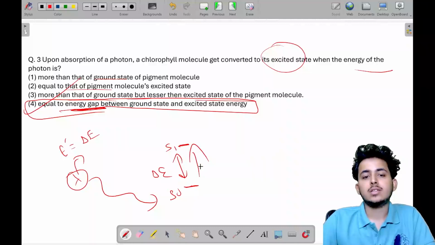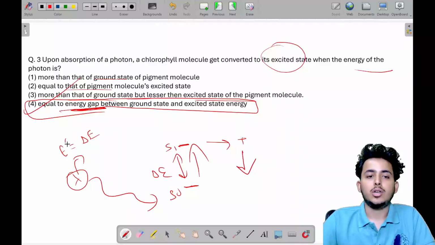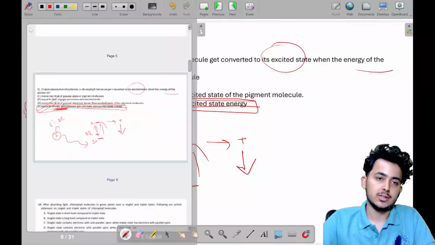Okay, and if let's say the energy is more, then it will go to triplet and then back to the ground. So that is how it is happening. So the energy should be equal to the energy gap between the ground state and the excited state.